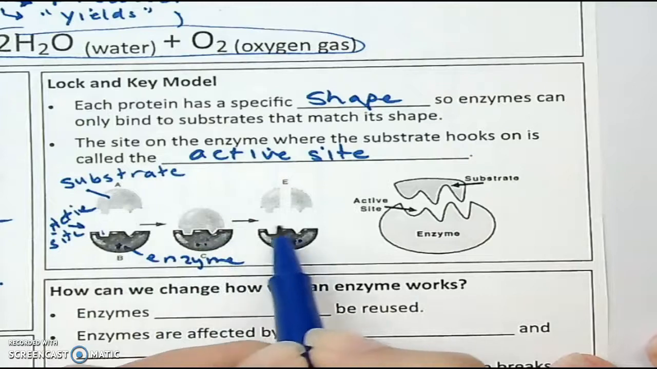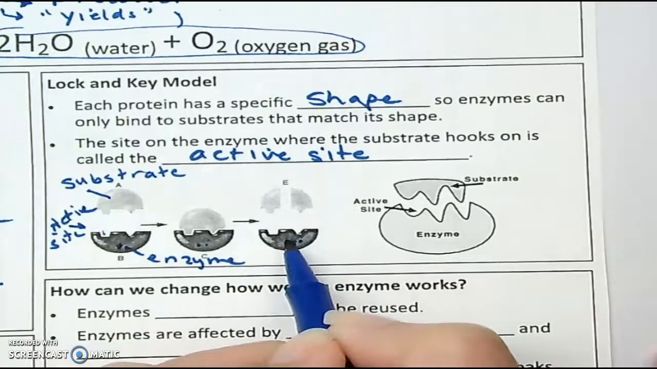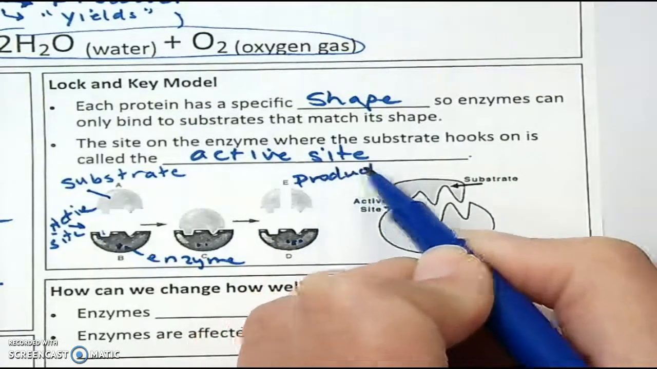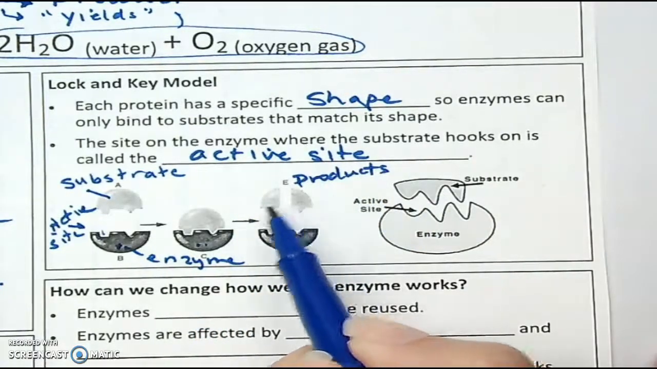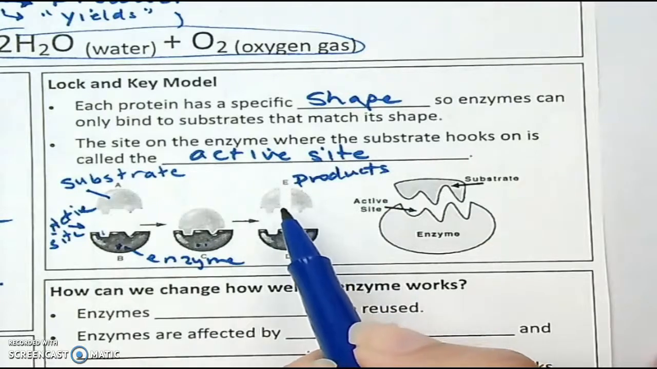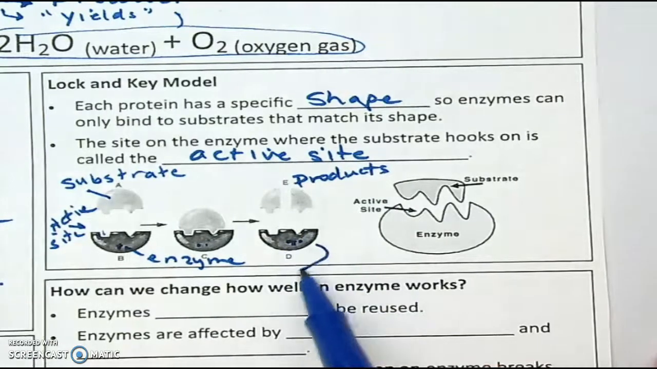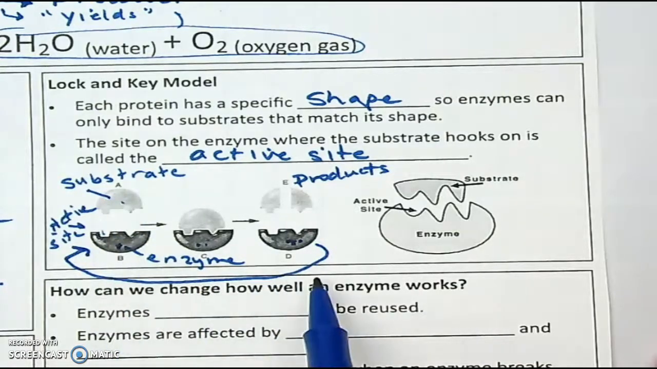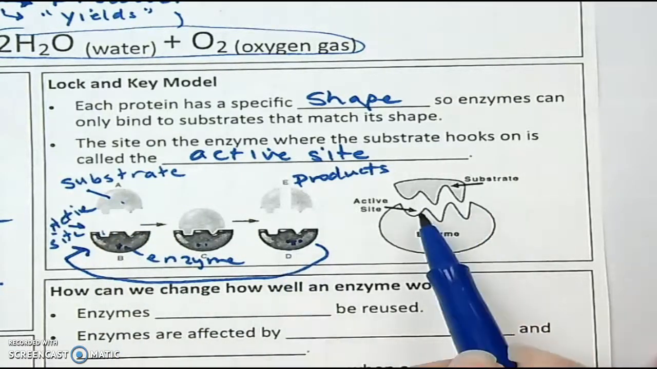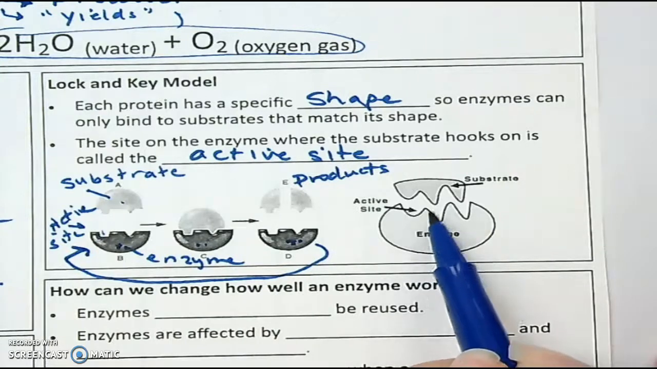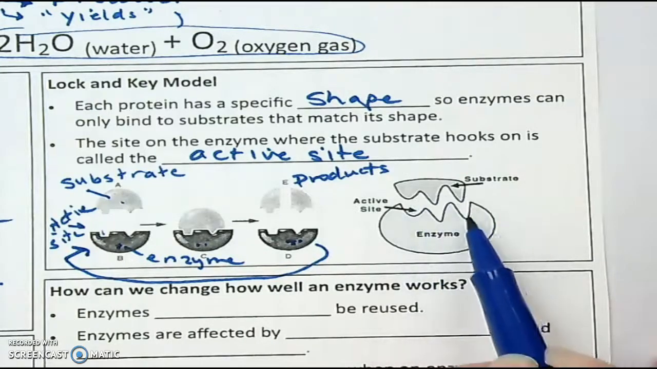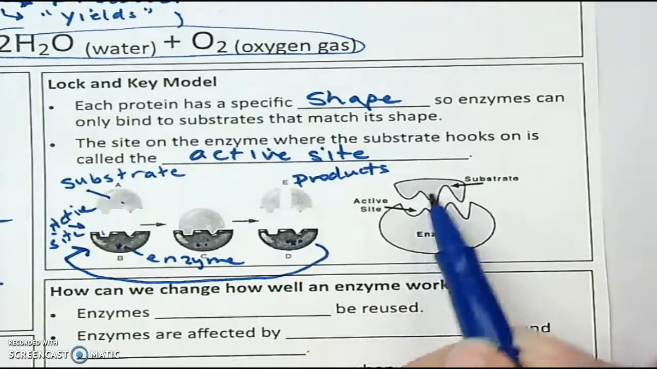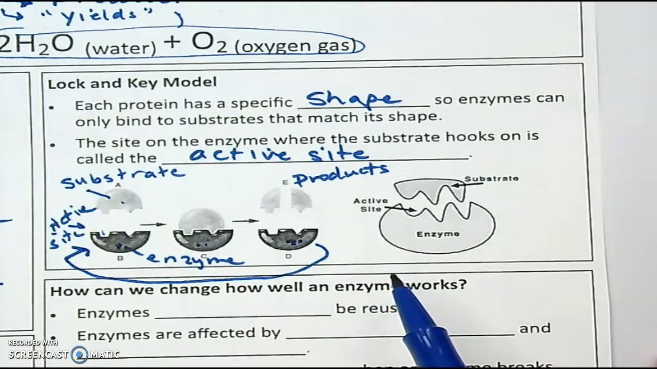And then when it's over, the enzyme will let go of the products. In this case, the substrate broke in half, okay? And then this enzyme can be reused. So the enzyme can go back and find another substrate and be used again. This active site, here's a good picture of it too. The active site and the substrate, you see how they fit together? If they don't fit together, then that enzyme can't be used with that substrate.